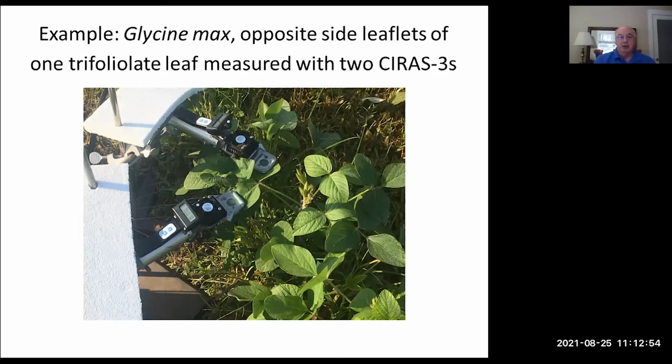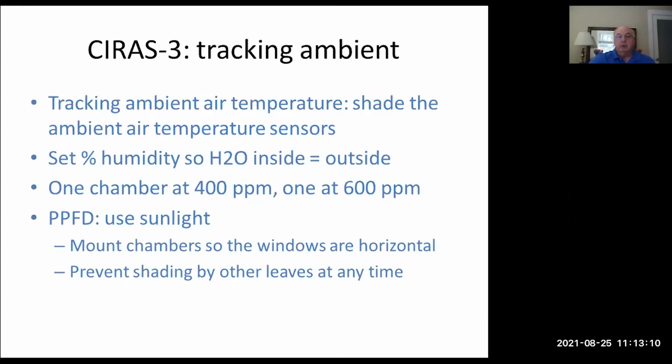So we take one of these leaf chambers to run at 400 parts per million and one at 600, on essentially the same leaf, two side leaflets from the same leaf of a soybean plant. That's what we're trying to do: track ambient conditions. So we're tracking ambient air temperature, and as I mentioned, in order to do that with the CIRAS-3, you need to shade the sensors that measure ambient air temperature to keep them from heating up in sunshine.